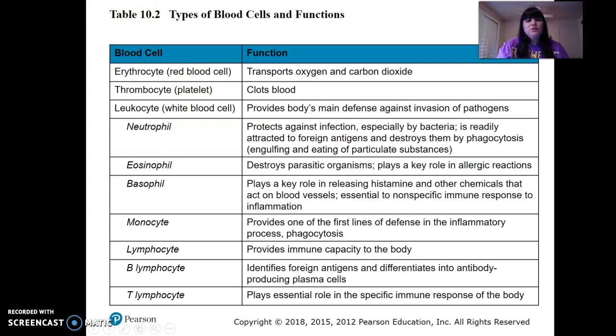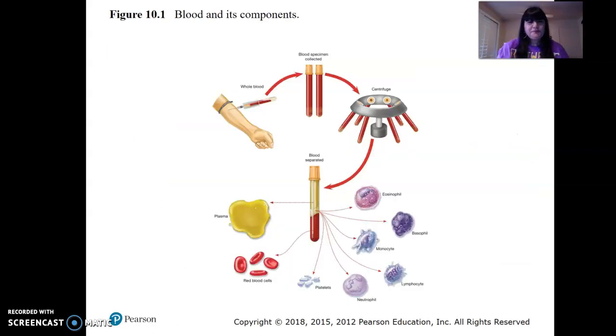So here shows you, right, what I just said. Red blood cells, thrombocytes for blood clotting, leukocytes for the body's defense system against invasion. There are different types of white blood cells. I do not expect you to know their functions, okay? If you took an anatomy and physiology class, for sure you need to know their functions. But they have different jobs. But all of them are playing a role in defending your body against foreign invaders, okay?